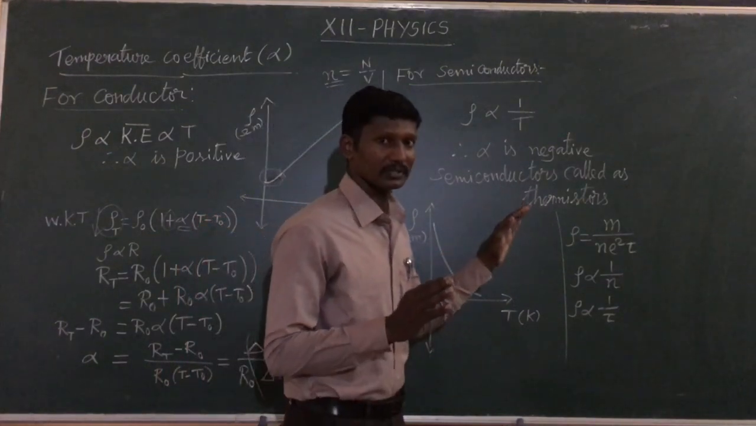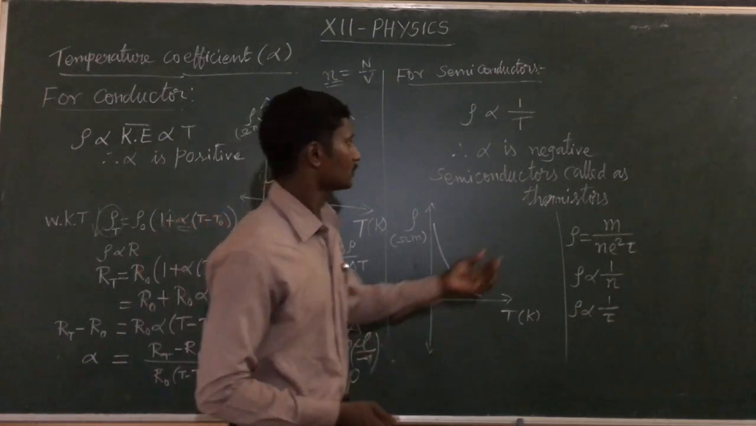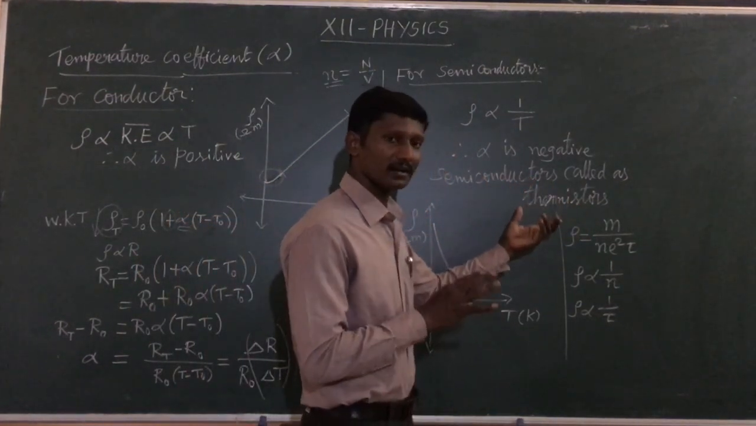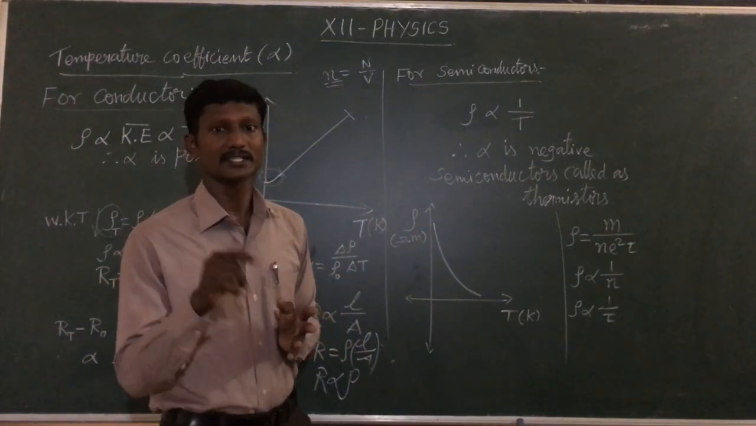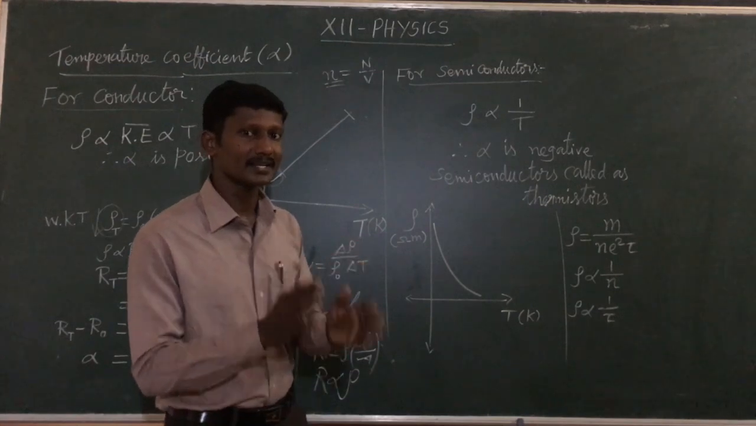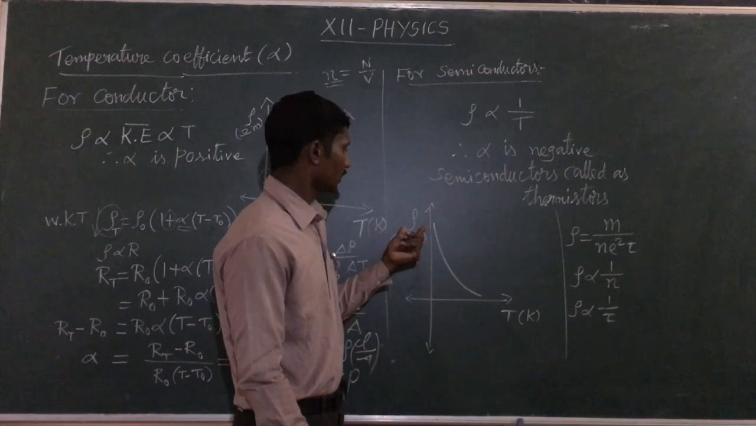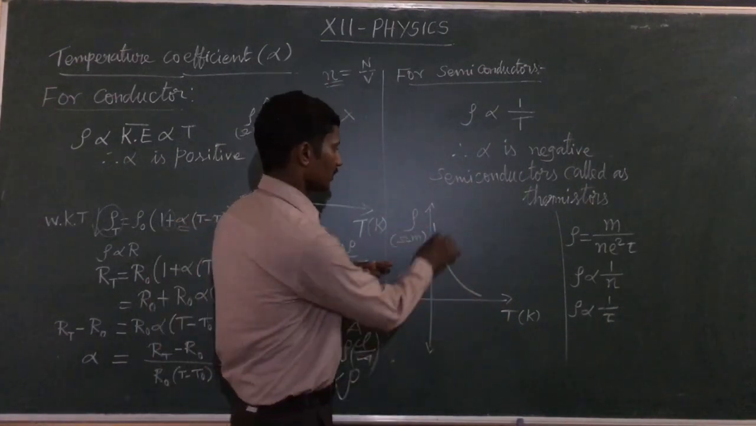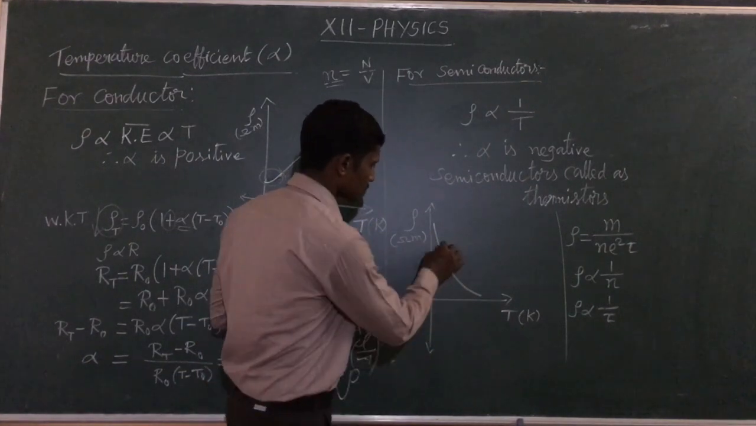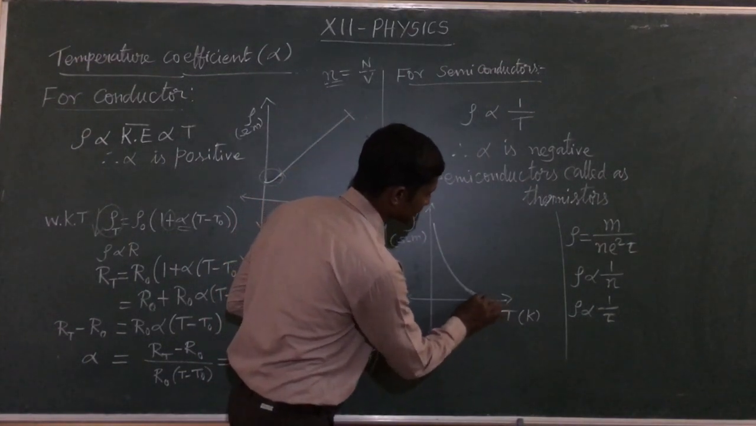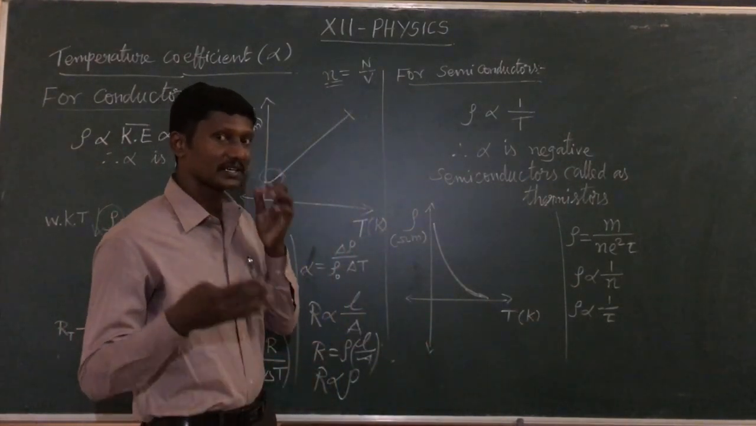Therefore, a material with negative alpha is known as a thermistor. A semiconductor is called a thermistor if it has a negative temperature coefficient. For a semiconductor, the graph between rho and T is non-linear. Temperature increases means resistivity decreases, so it becomes a conductor and conducts very well.